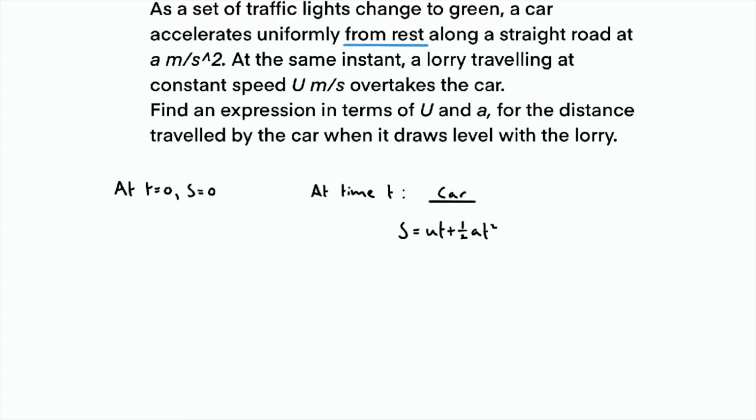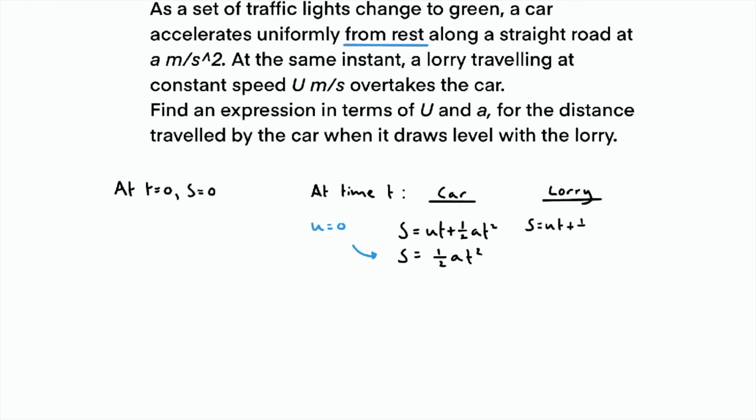But since the question says that the car starts from rest, this tells us that the initial velocity, u, is 0. So this means that the distance the car travels at any time t equals half times acceleration times the time squared. We can do the same for the lorry.